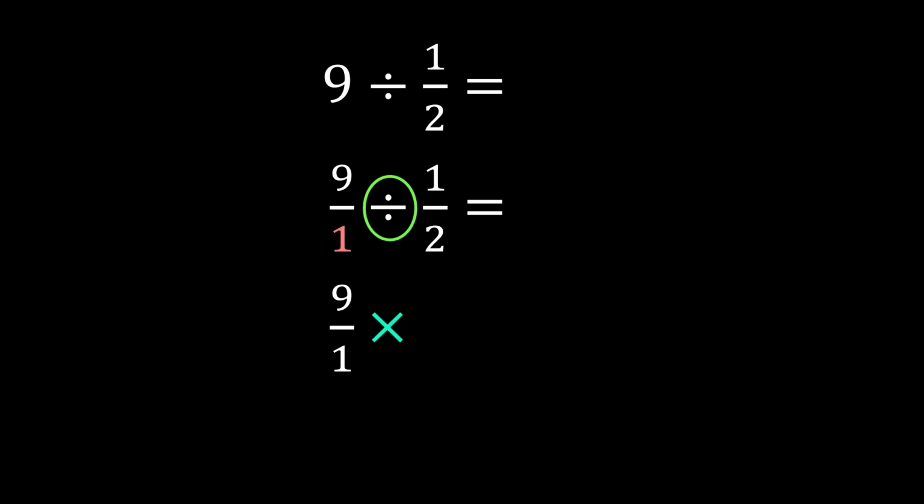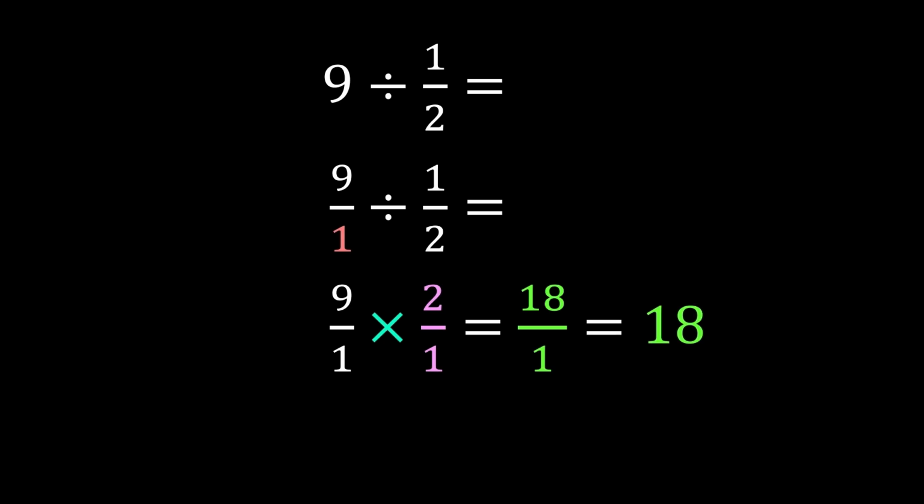Then we change the division sign to multiplication. We'll multiply by the reciprocal of the second fraction. The reciprocal of 1/2 is 2 over 1. Now we're ready to multiply, starting with the numerator times numerator. 9 times 2 is 18. Then we multiply the denominator times denominator. 1 times 1 is 1. 18 over 1 equals 18. 9 divided by 1/2 is 18.